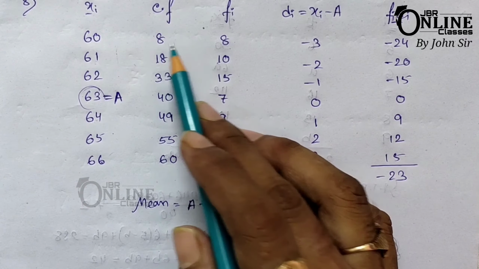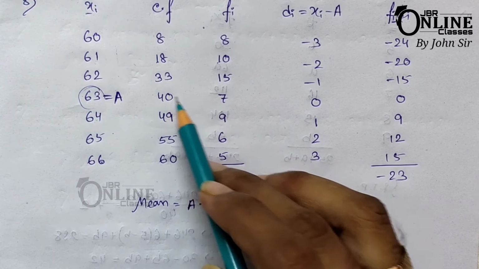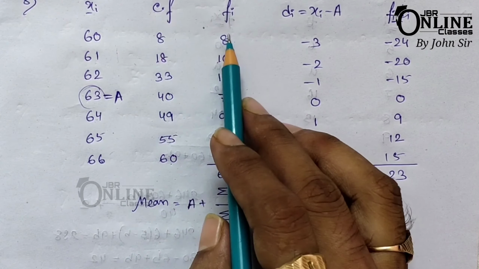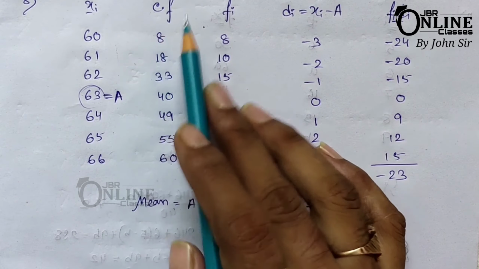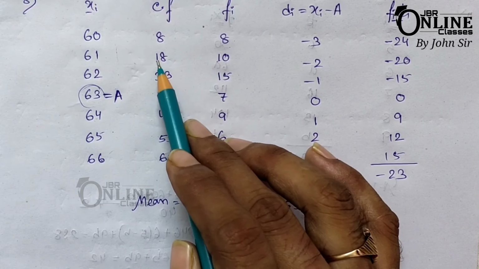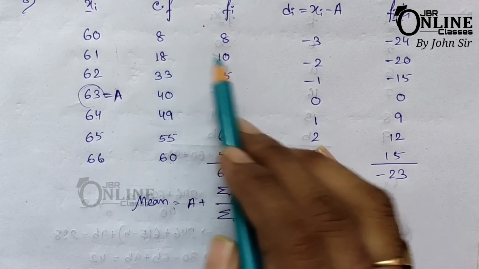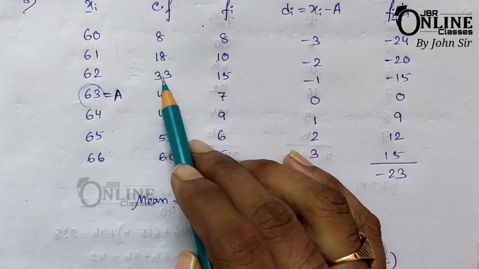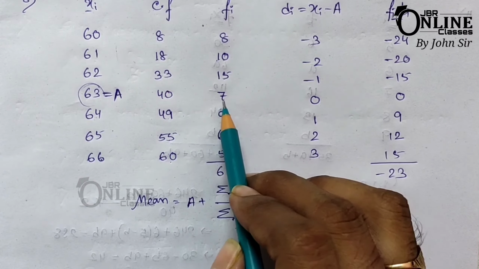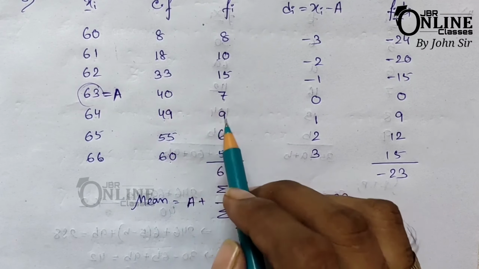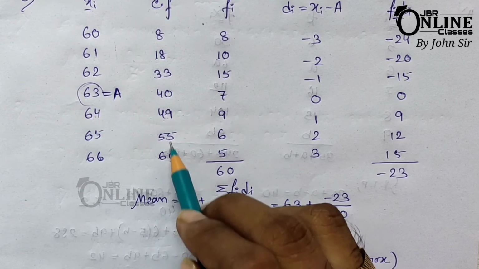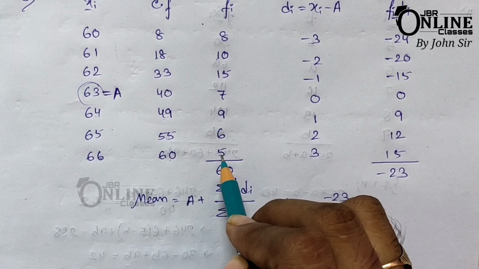So here the cumulative frequencies are 8, 18, 33, 40, 49, 55, 60. So the first one will always be the same. The frequency and the cumulative frequency, the first digit will be the same. So it's 8. Now 8 and then 18. So 18 minus 8 equals 10. Then 33 minus 18 equals 15. 40 minus 33 equals 7. 49 minus 40 equals 9. 55 minus 49 equals 6. And the last one, 60 minus 55 equals 5.